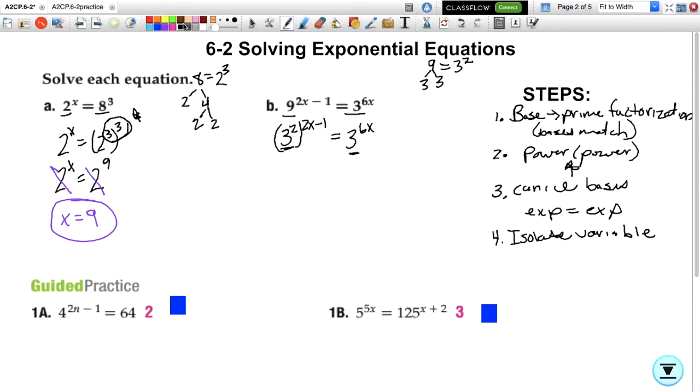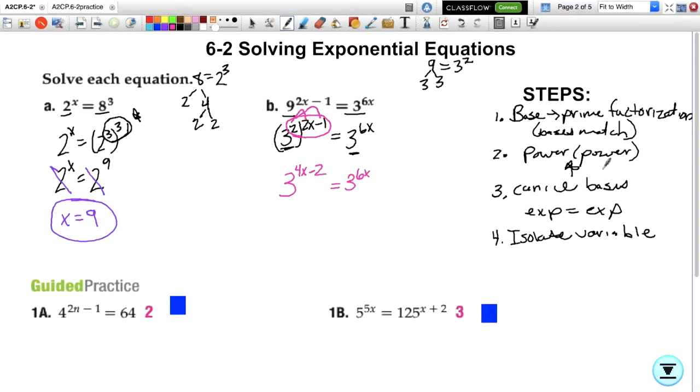Now I need to simplify any power of a power rule. So I'm going to look over here. I have 2, and then on the outside I have a 2x minus 1. So what I need to do is distribute this 2 to both pieces, right? I have to multiply them, and to multiply a monomial times a binomial, I need to distribute. So I end up with 3 to the 2 times 2x is 4x, and then 2 times minus 1 is minus 2. And this side stayed the same. There was no power raised to the outside of it.